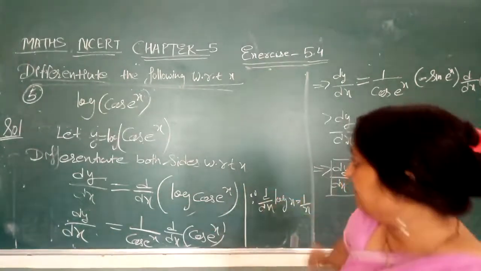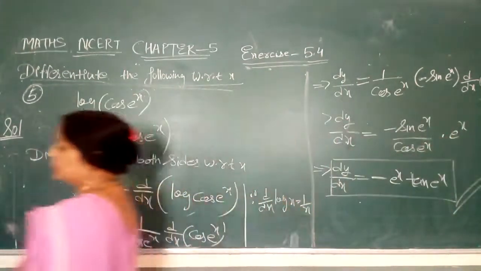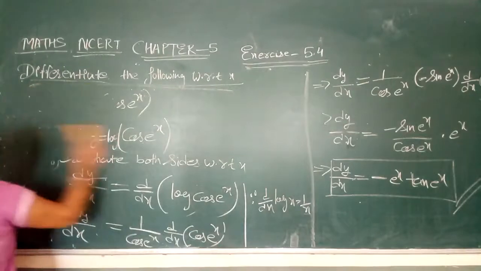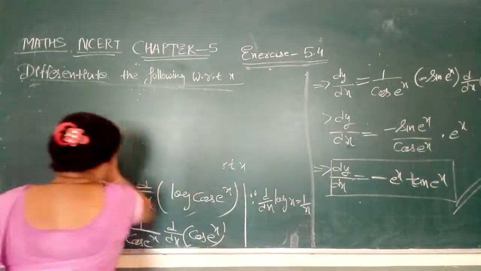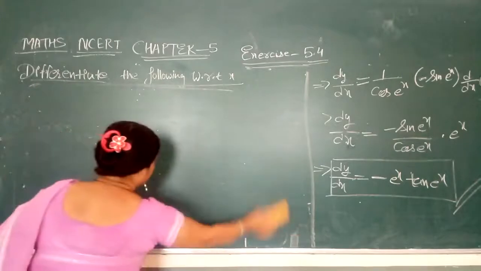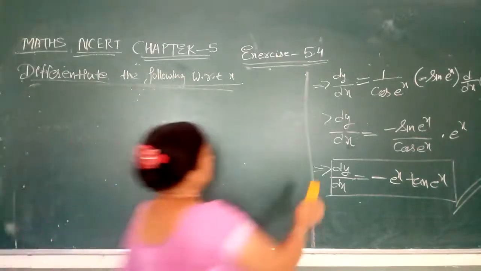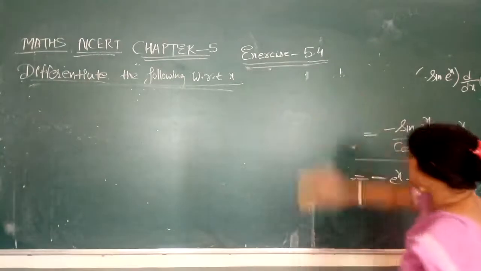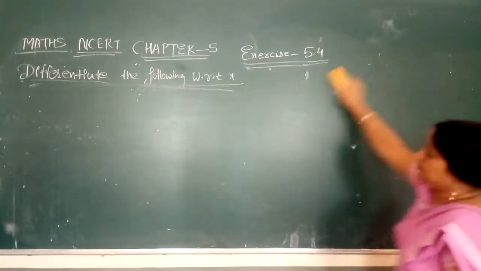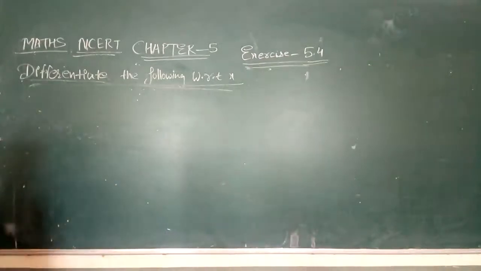Fifth question is complete. Now come to question number 6. In the sixth question, you have to find the derivative of e raised to power x plus e raised to power x square plus e raised to power x cube plus e raised to power x to the 4 plus e raised to power x to the 5. This is the question.